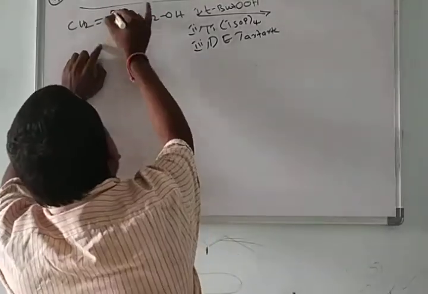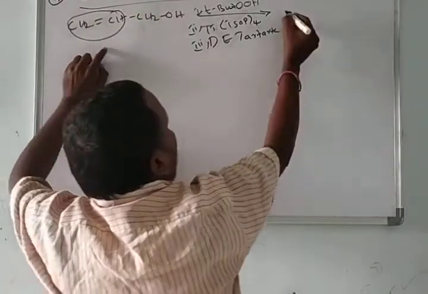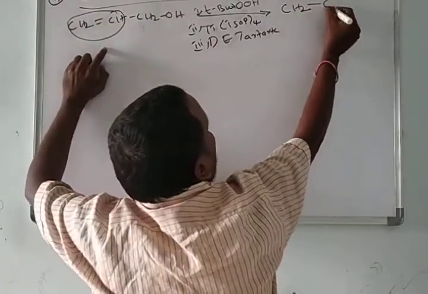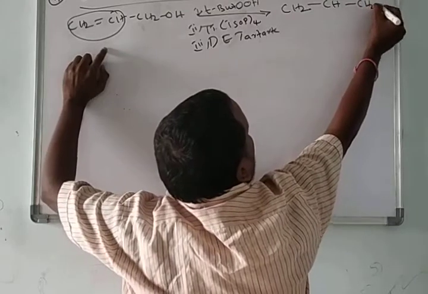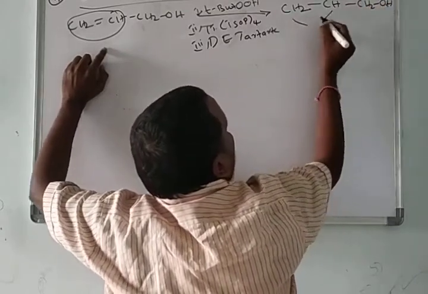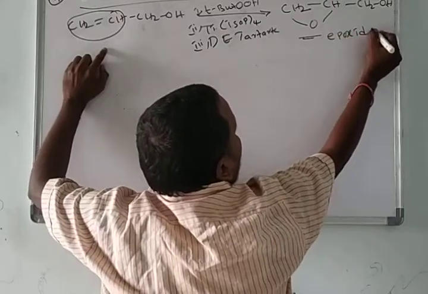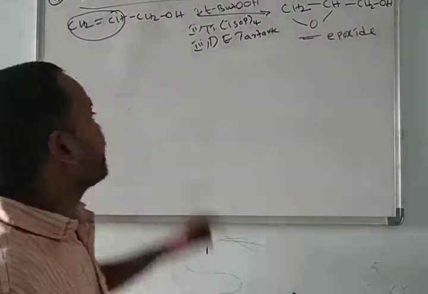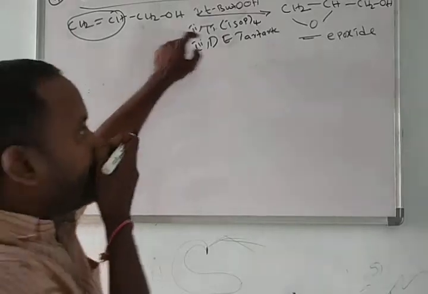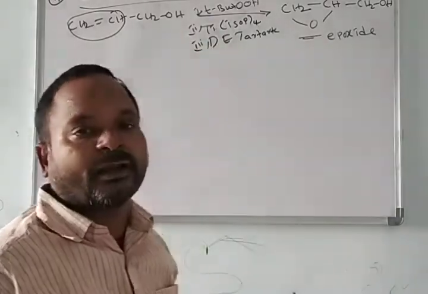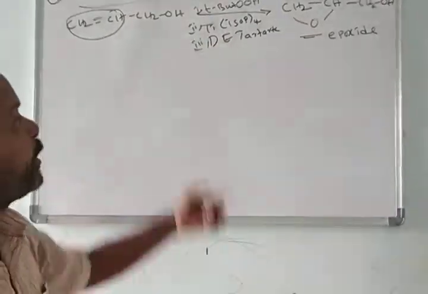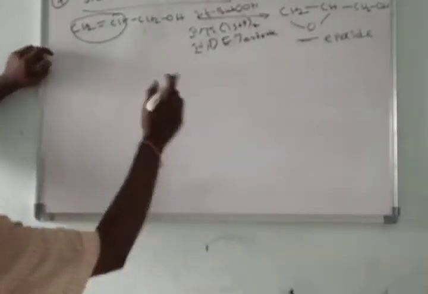This group converts into epoxide. Okay, here we get CH2OH. This compound was formed. This we called as epoxide. Earlier it contained only the alcohol functional group. Now it contains the epoxide functional group along with the alcohol functional group. This we called as Sharpless epoxidation.